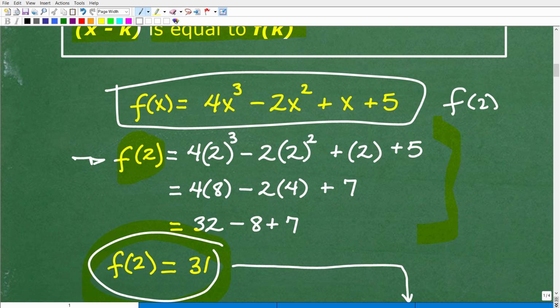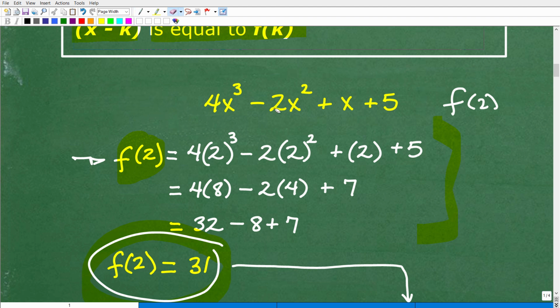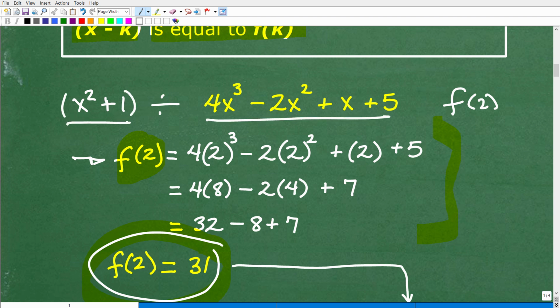polynomial, this function right here, let me erase this because we have a nice polynomial. And let's say I want to divide this polynomial by this polynomial, right? This is a polynomial and this is a polynomial. So here is a division problem. This divided by this. This is what we're talking about. This is polynomial division. This is a big topic, again, at more advanced levels of mathematics.